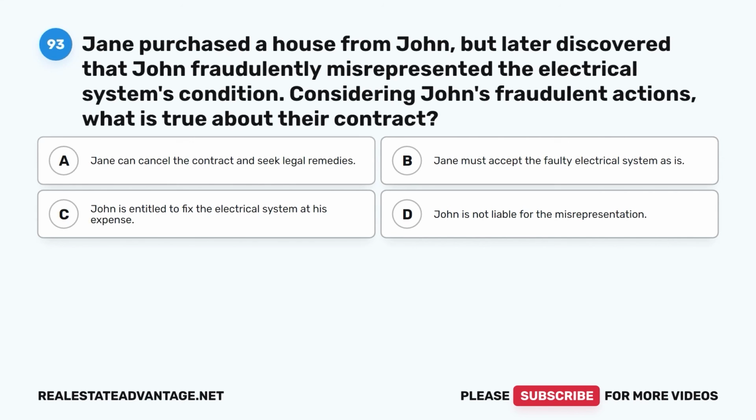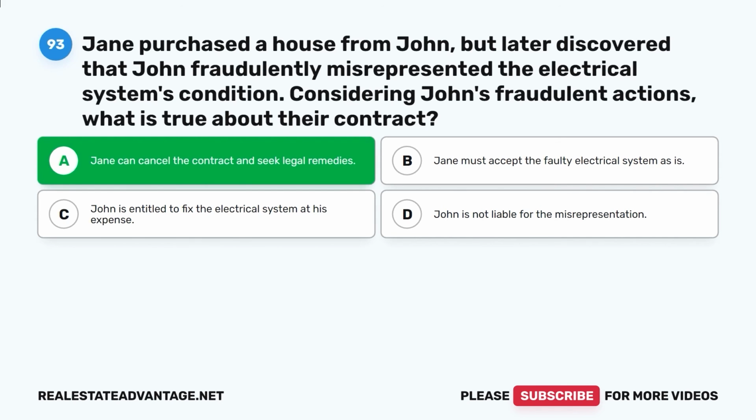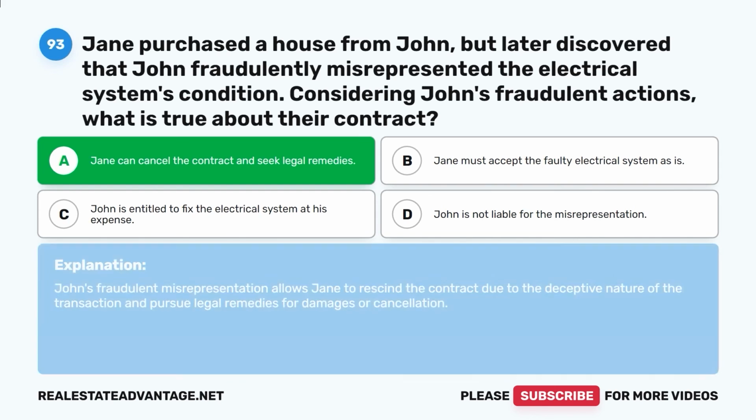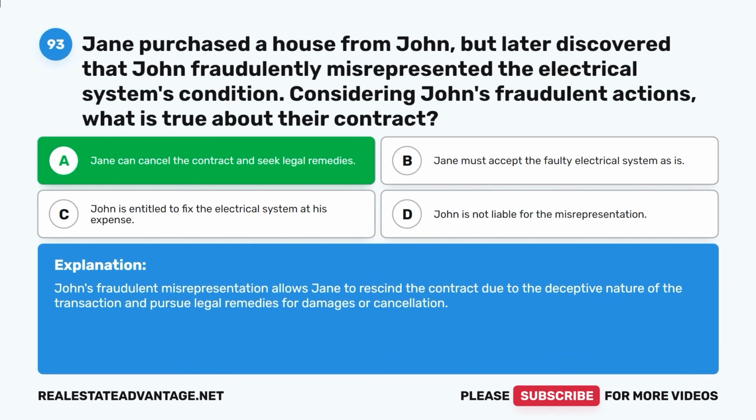B. Jane must accept the faulty electrical system as is. C. John is entitled to fix the electrical system at his expense. D. John is not liable for the misrepresentation. The correct answer is A. Jane can cancel the contract and seek legal remedies. John's fraudulent misrepresentation allows Jane to rescind the contract due to the deceptive nature of the transaction and pursue legal remedies for damages or cancellation.